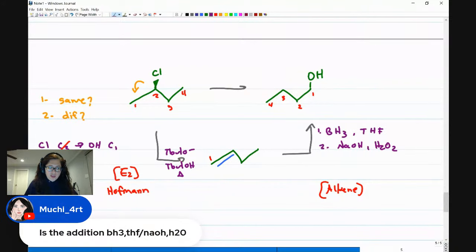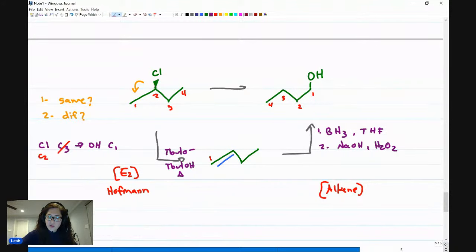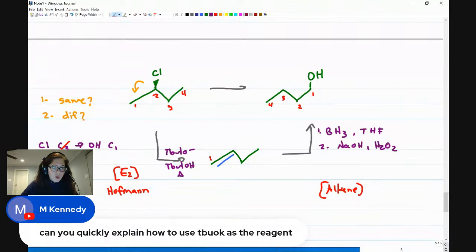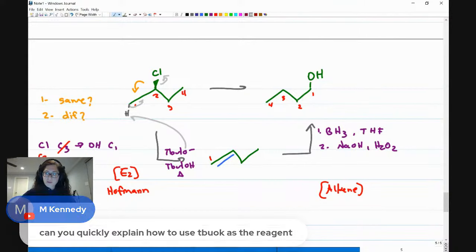Question, is the addition BH3 THF? Yes, absolutely correct. And I'm seeing a couple more. Question, can you quickly explain how to use the tert butoxide as a reagent? Tert butoxide is an RO-, and so the mechanism here is going to be the tert-butoxide reaches for, let me do this in a lighter color here, reaches for the hydrogen, collapses the electrons, kicks out the chlorine, and you get a pi bond in an E2 reaction.